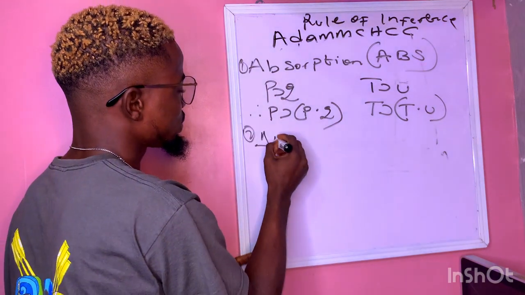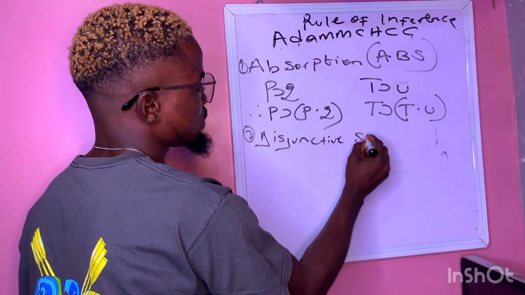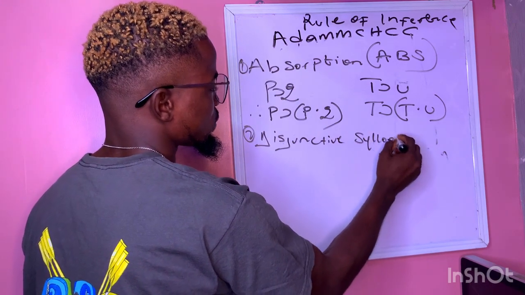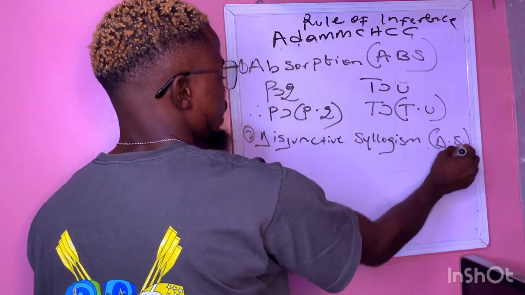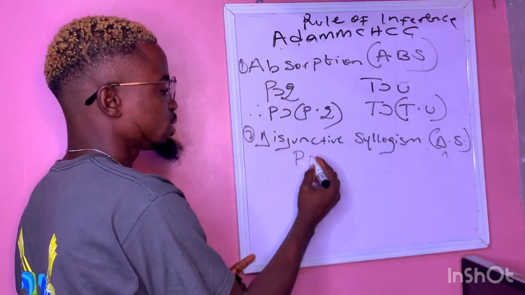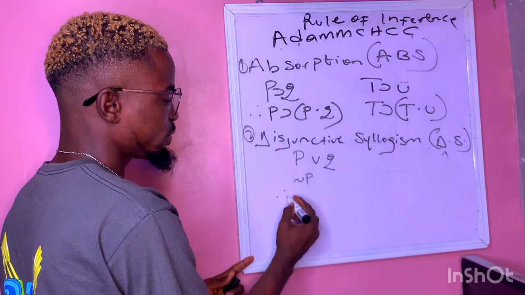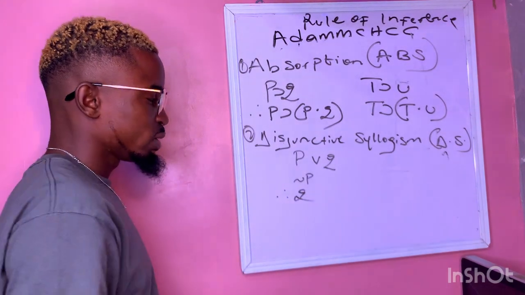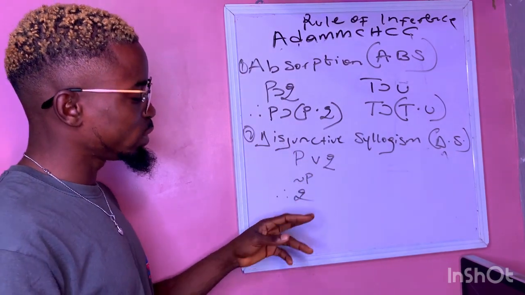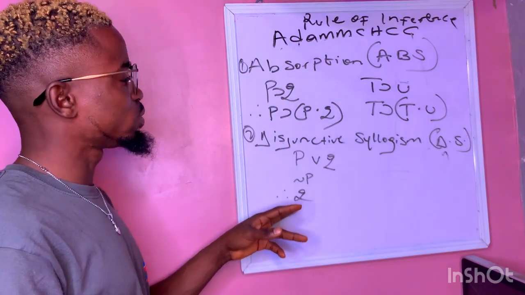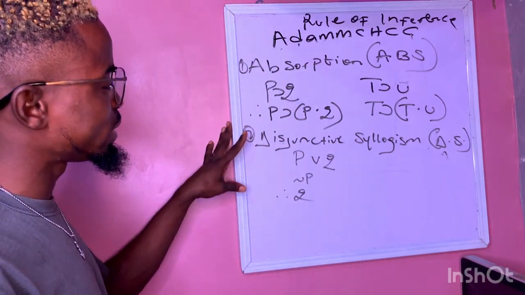disjunctive syllogism. Disjunctive syllogism, which is popularly known as DS. And this is the rule for DS: P or Q, negation P, therefore Q. So if you have P or Q and you also have negation P, you can infer the conclusion, which is what? Q.